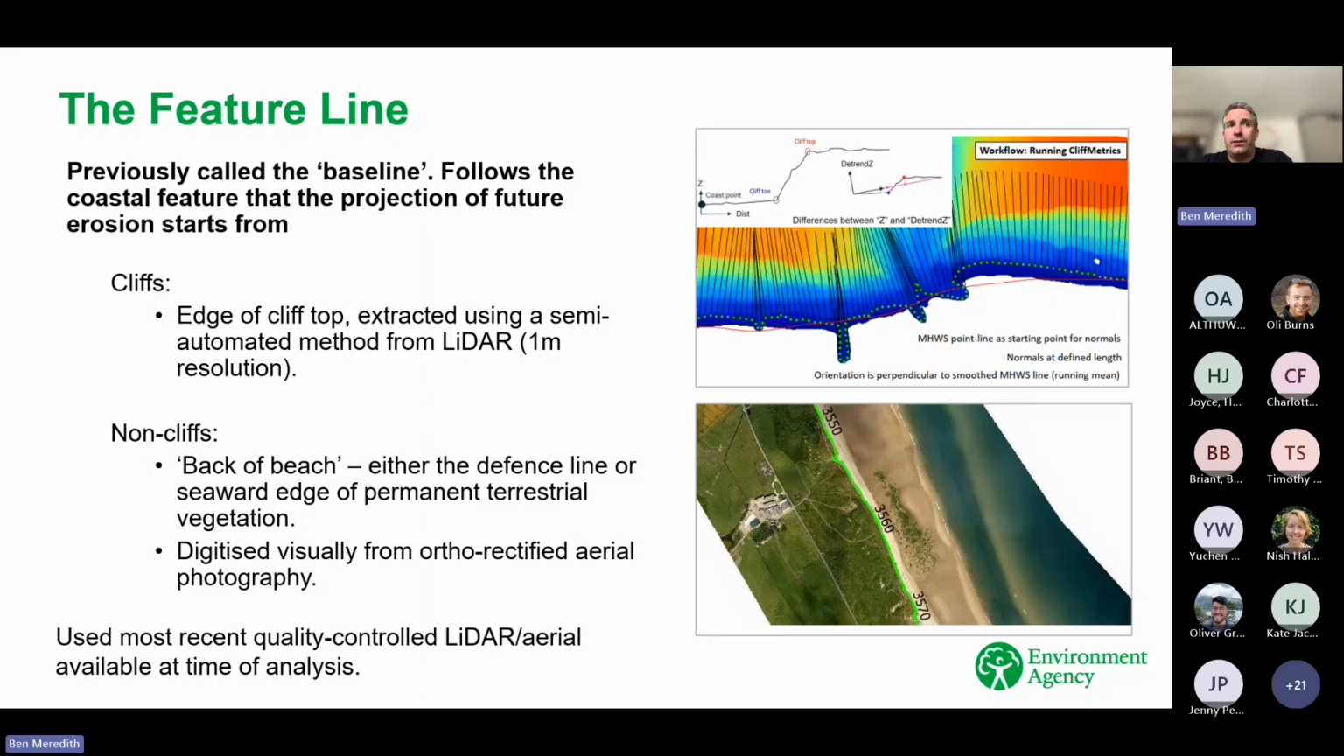For the non-cliff locations, the back of beach position used the aerial imagery from the Coast Monitoring Programme to define the seaward edge of relatively permanent terrestrial vegetation. And as I've mentioned, where a solid defence structure was present, the NCERM feature line followed that structure.